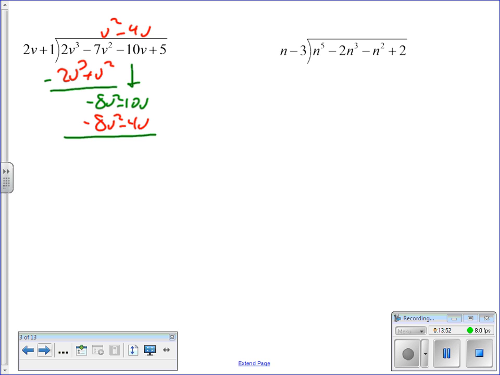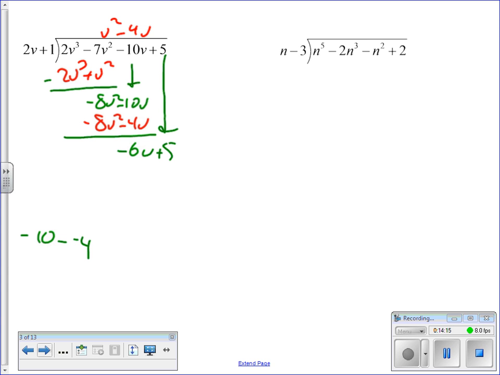Okay, negative 8v squared, good. Negative 10v minus negative 4v. Negative 10 minus negative 4. Don't be afraid to write it off to the side. That gives negative 6v. And then bring down the plus 5.